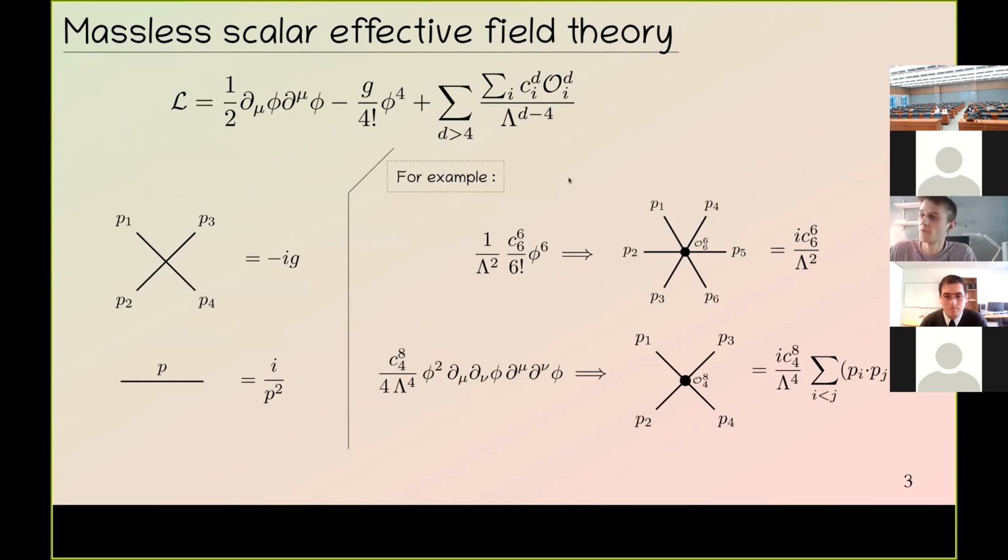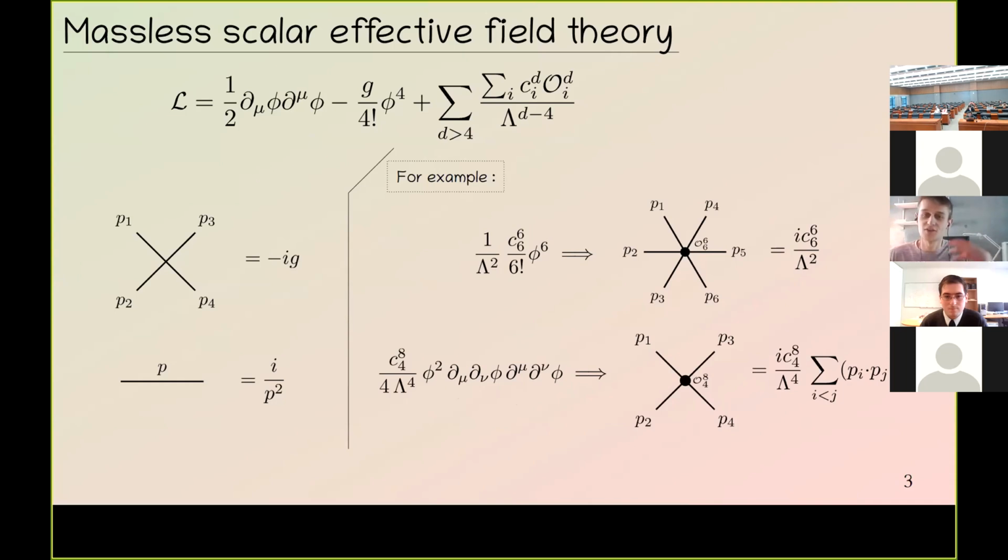For example, what you can add is a phi to the 6 operator with the simple Feynman rule, just 1. Or you could add an operator with 4 fields and 4 derivatives, like I showed here, with a slightly more complicated Feynman rule. So the question is, which operators do you need to add so that you have no redundancies between the operators, no relations between them, but you can cover all the physics. So this is your choice of operator basis.